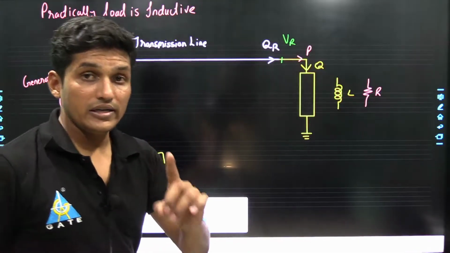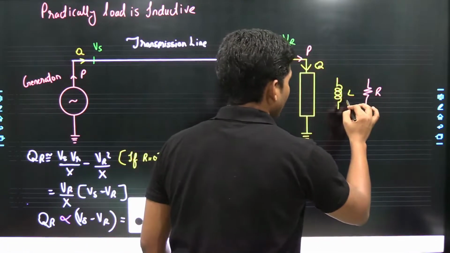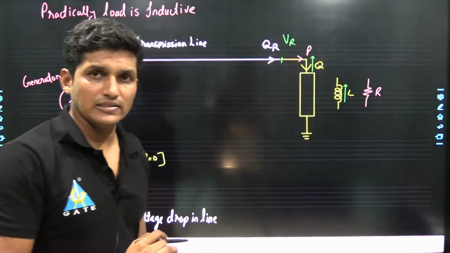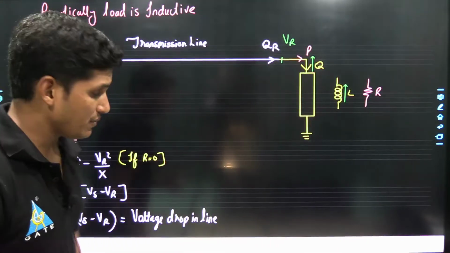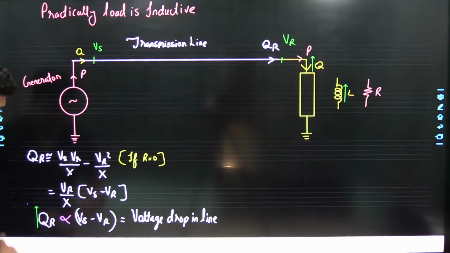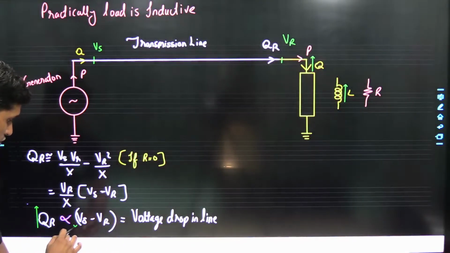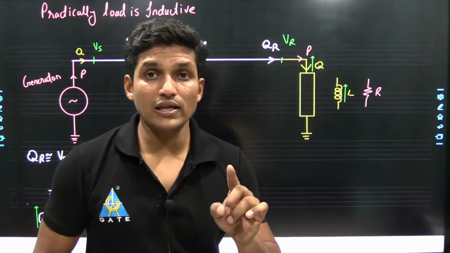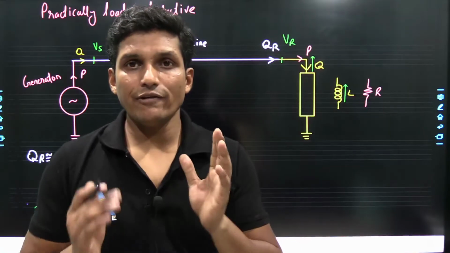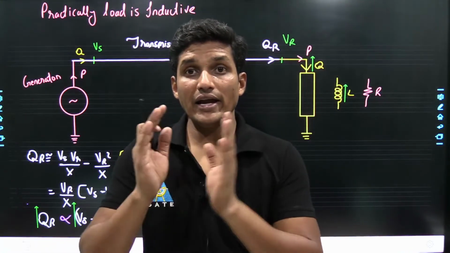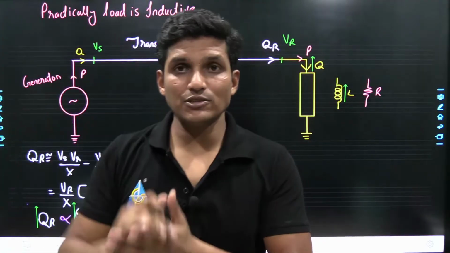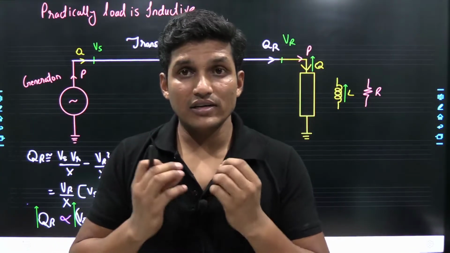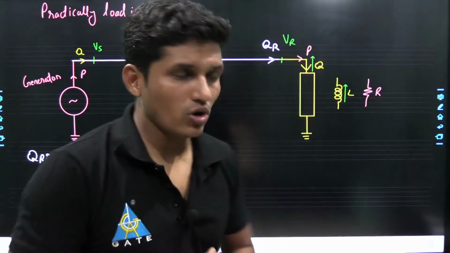When inductive load increases, the demand of reactive power increases. When demand of reactive power increases, the drop in the line increases. The voltage drop in the line is not good. If we need 400 volt and it is sent by the transmission line at 400 volt, but there is a drop and we receive only 350 volt, that is not good.